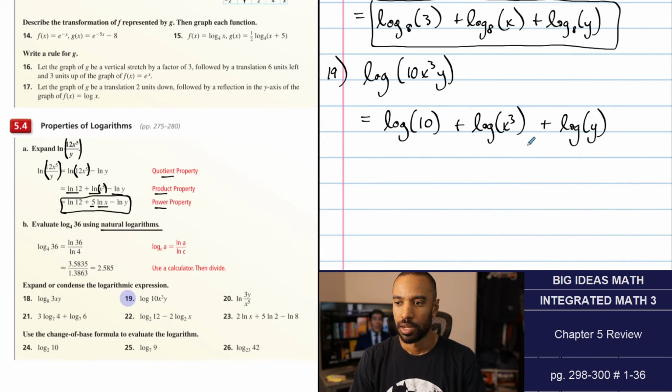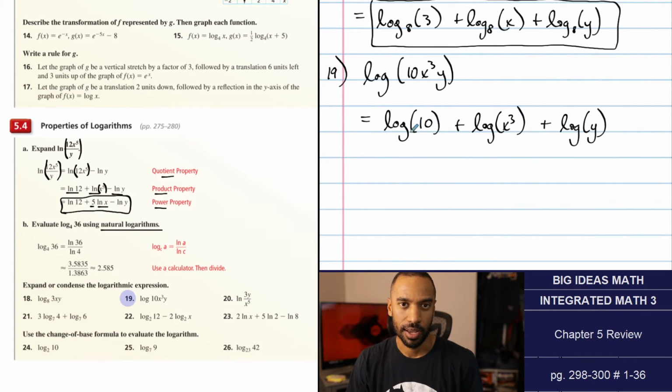Okay. Now for this, a couple things. One, I just spoke on evaluation. 8 to what power is 3? I don't know. Log is common log. That is 10 as its base. 10 to what power is 10? That number is 1. If I can evaluate it, I will. So this turns into a 1.